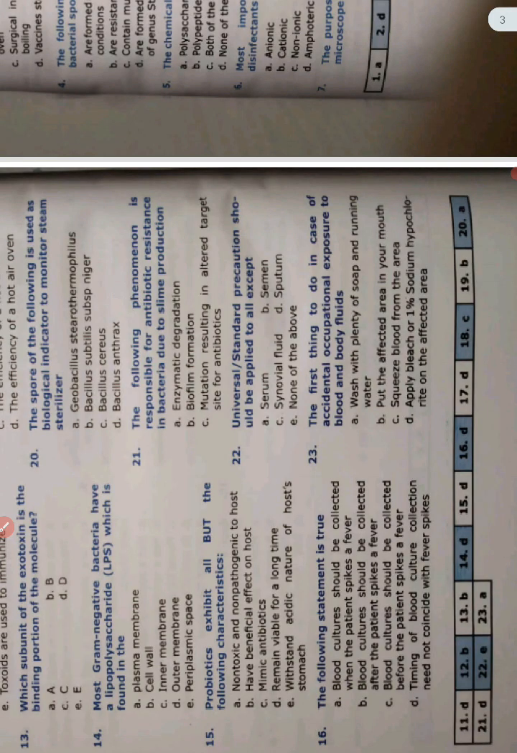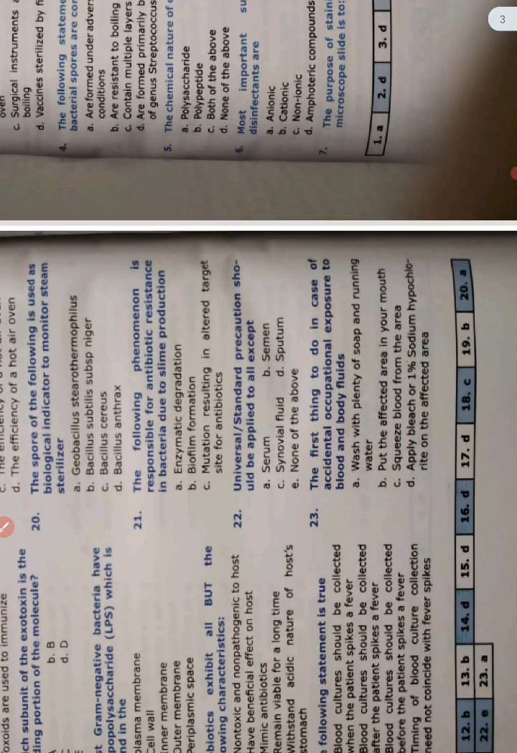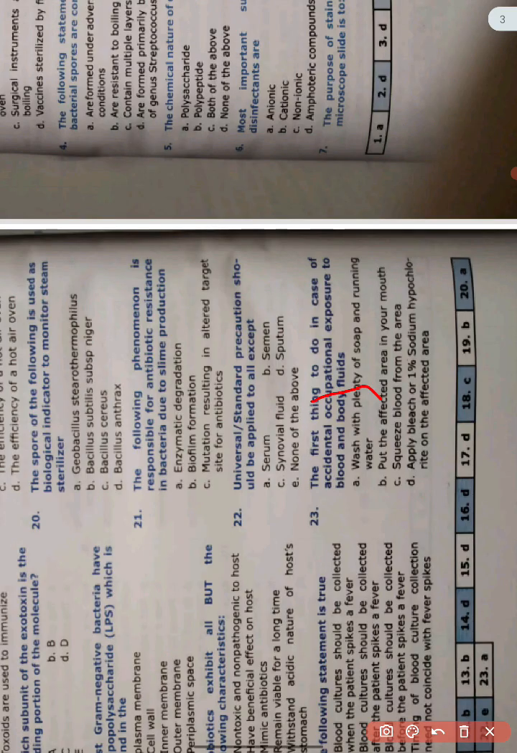Now let's discuss: universal standard precautions should be applied to all except. Universal or standard precautions should be applied to all except semen, synovial fluid, sputum, none. But now, sputum and blood, these two are for the universal standard precautions.